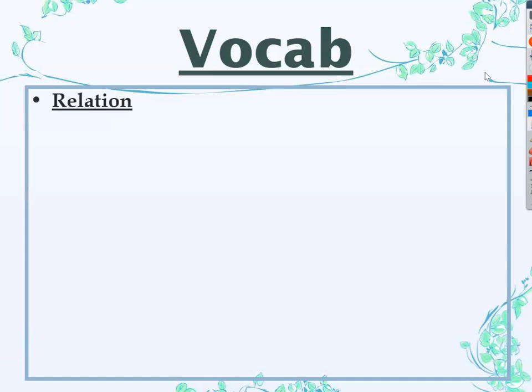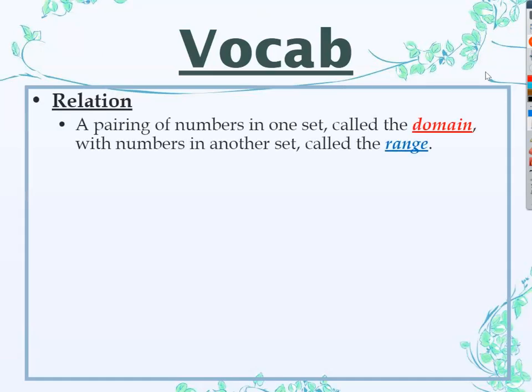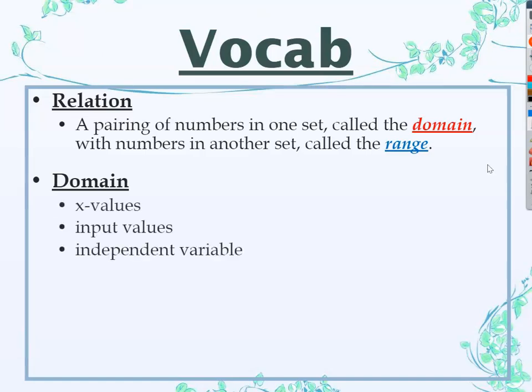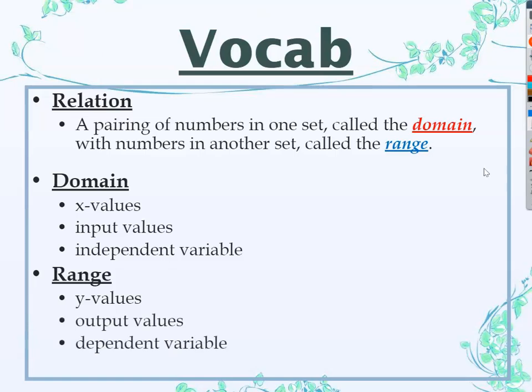More vocabulary. So a relation is just a pairing of numbers in one set, often called the domain, with another set. So that is called the range. All right. So our domain, x values, input, independent variable, those are all related. And then we have a range, which is the y values. And it also goes by output value or dependent variable.